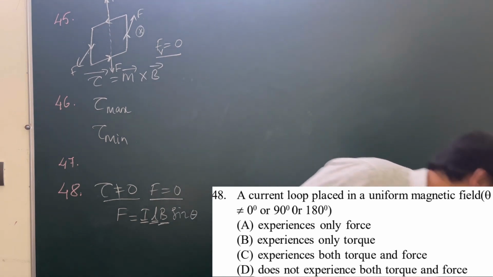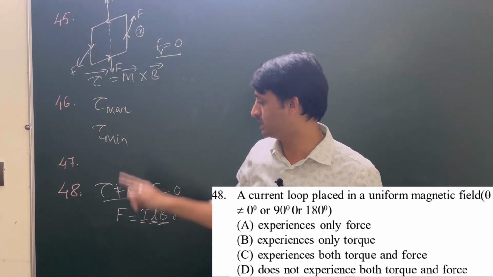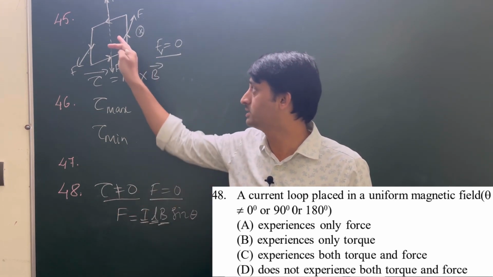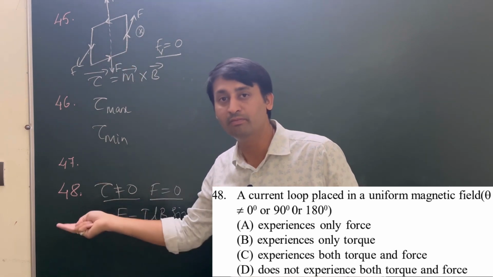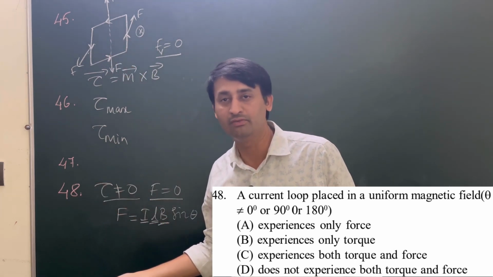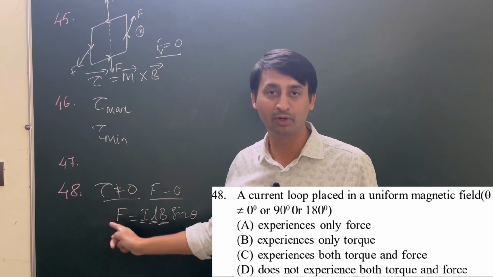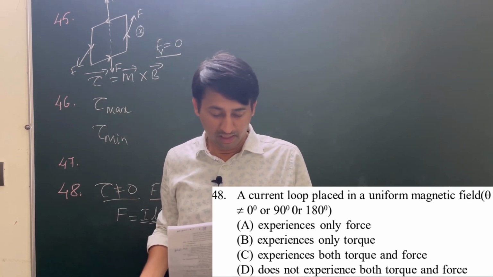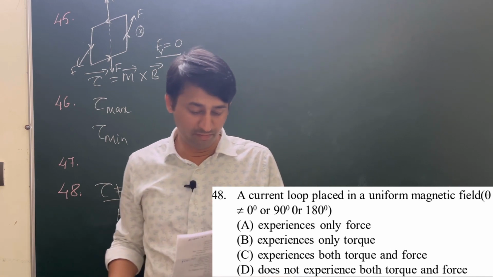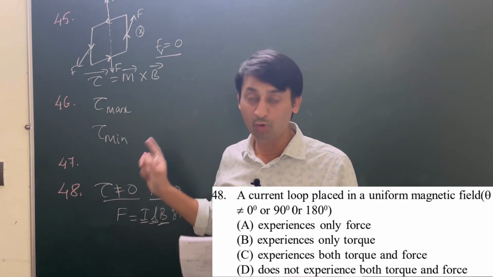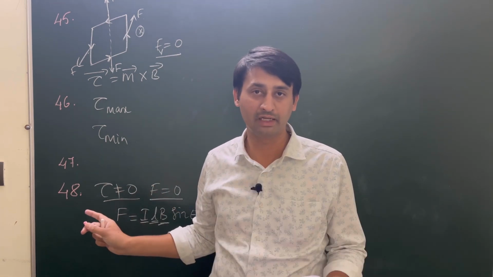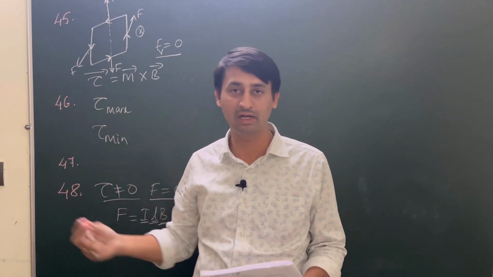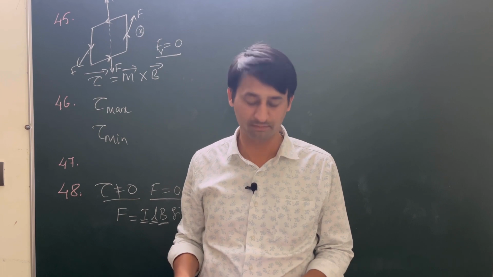But in both the cases the torque will not be equal to 0, whether this rectangular coil is placed in a uniform magnetic field or a non-uniform magnetic field. The torque will always be produced. In this case a current loop placed in a uniform magnetic field will experience only torque. In a non-uniform magnetic field, it will experience force as well as torque.